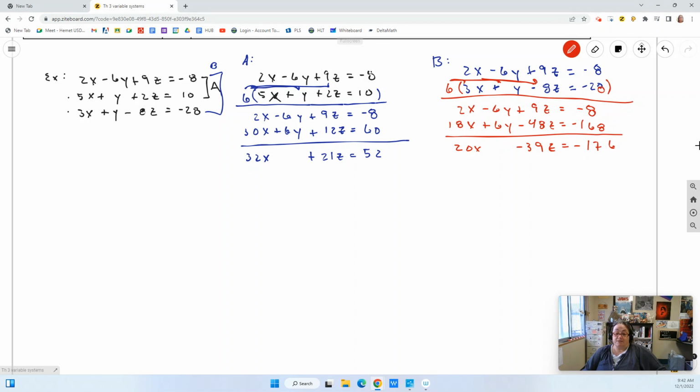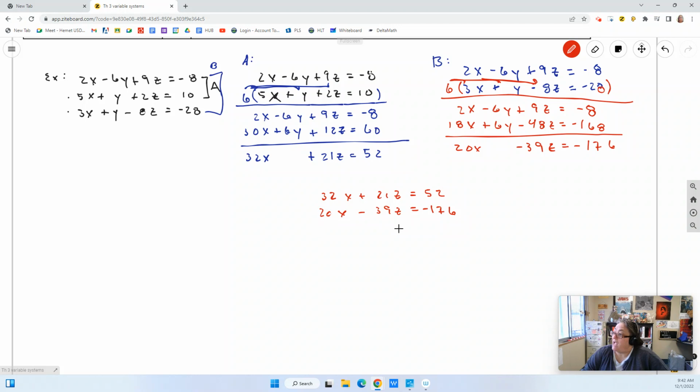So what I have now is two equations with the same two variables, right? And they are part of a system, which means that I can take these two equations, this 32x plus 21z equals 52, and this 20x minus 39z equals negative 176. And I can solve this system, right? Because it's just a two variable system now. And we've been working on solving those systems for like a couple weeks, right?